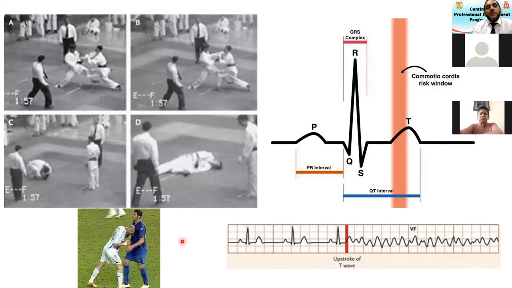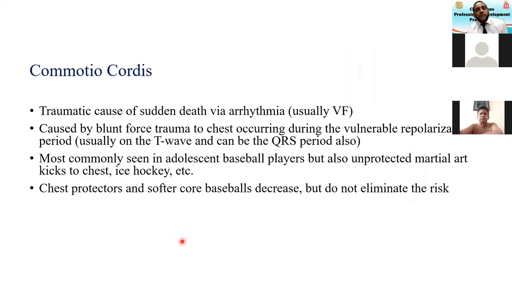Anyway, commotio cordis is a condition caused by a blunt force, most commonly in adolescent players and also in martial art. There is some evidence that chest protectors and soft-core baseballs decrease this, but do not eliminate the risk. So it is important to note that.